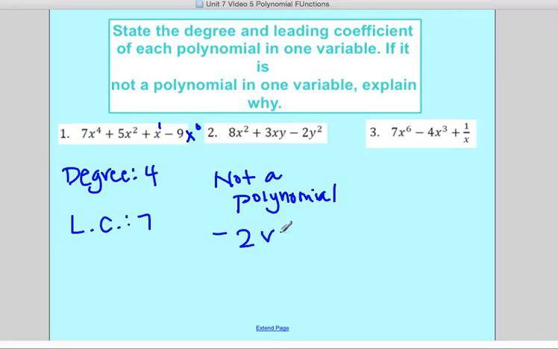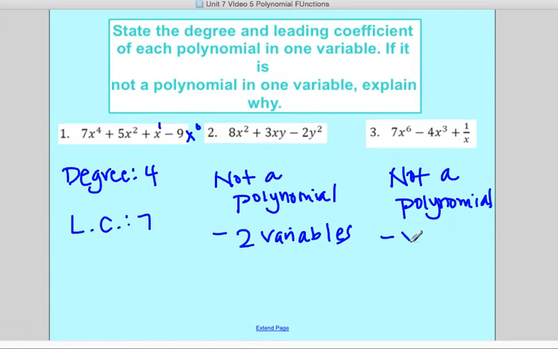It has two variables. All right, and number 3, we have x to the 6th, x to the 3rd, and 1 over x. So I only have x's, so I have one variable. However, I have a variable in the denominator. So once again, that means it's not a polynomial. And the reason is there's a variable in the denominator. Got a little crowded, but in the denominator. Okay.